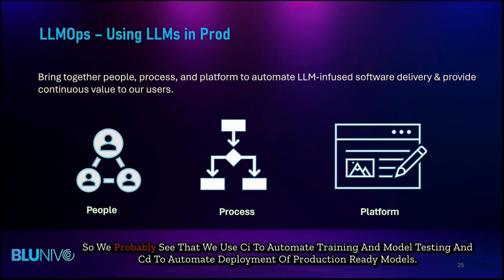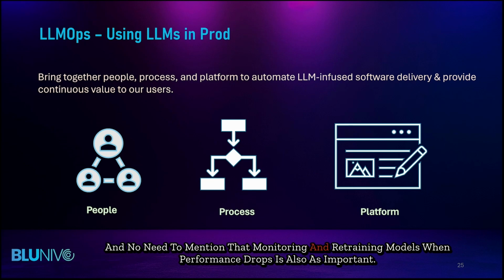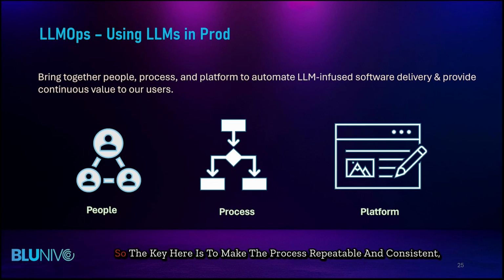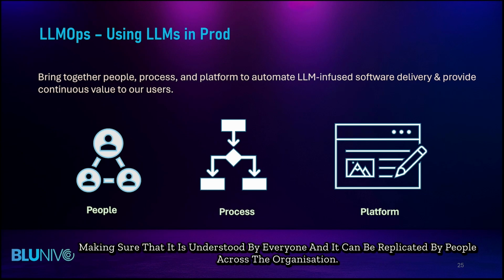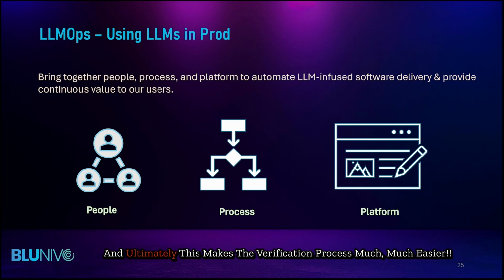We probably see that we use CI to automate training and model testing, and CD to automate deployment of production-ready models. No need to mention that monitoring and retraining models when performance drops is also as important. So the key here is to make the process repeatable and consistent, making sure that it is understood by everyone and can be replicated by people across the organization. And ultimately, this makes the verification process much easier.